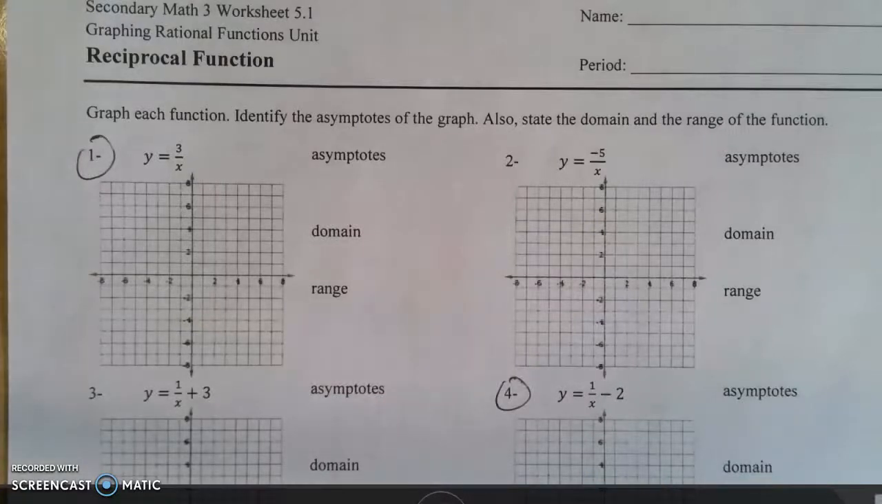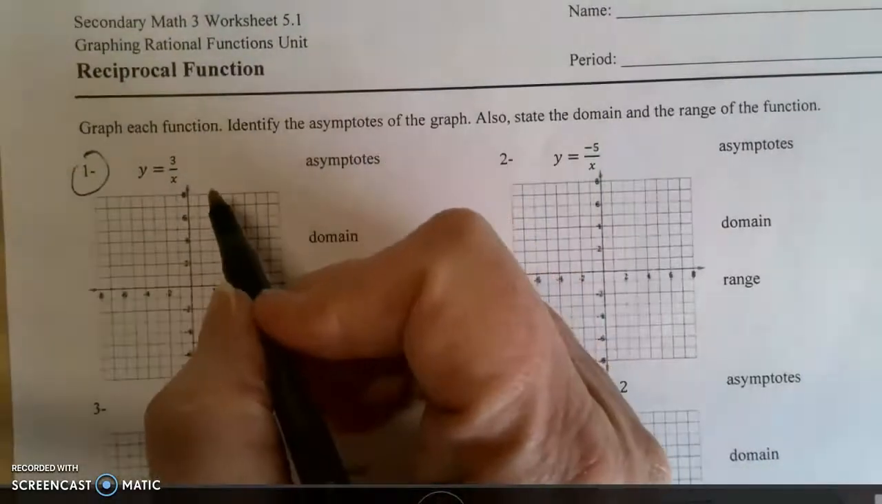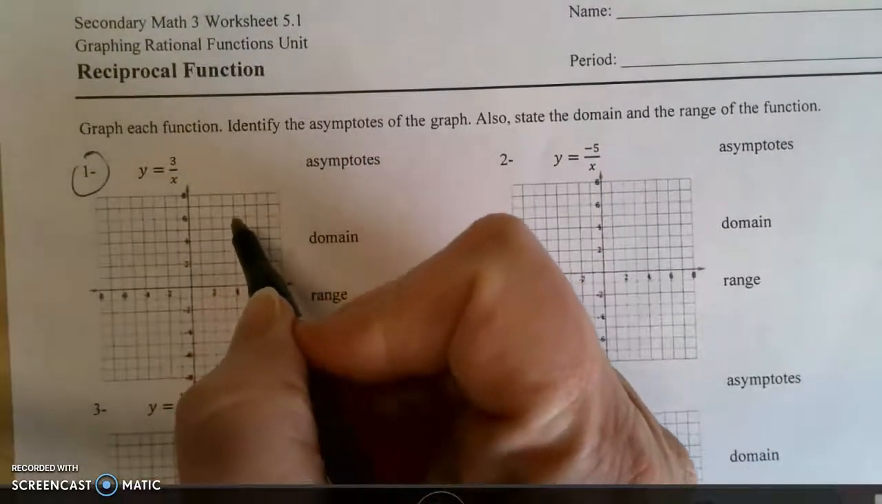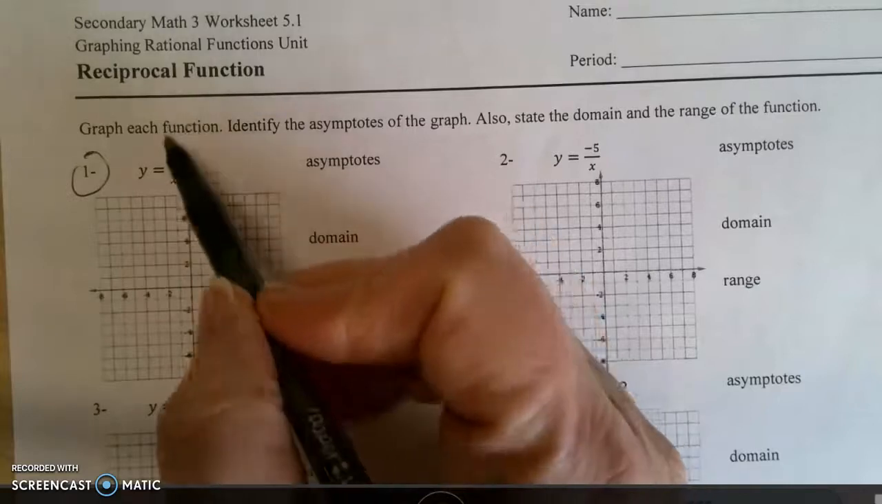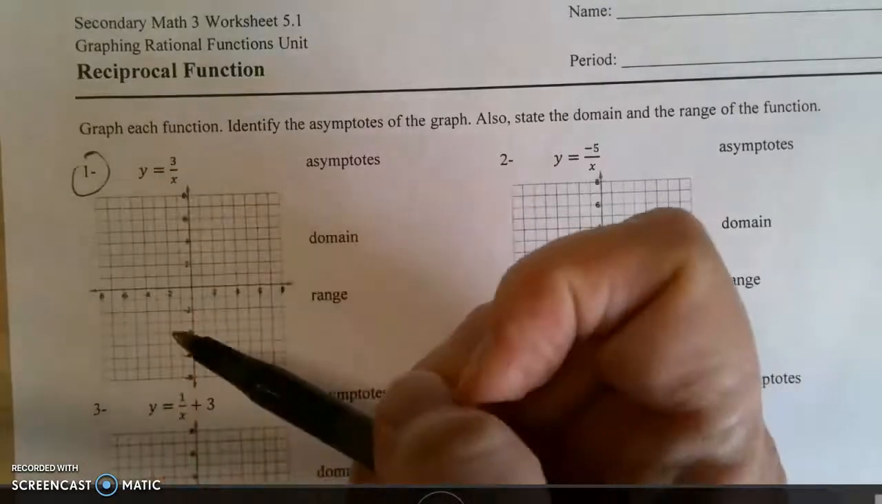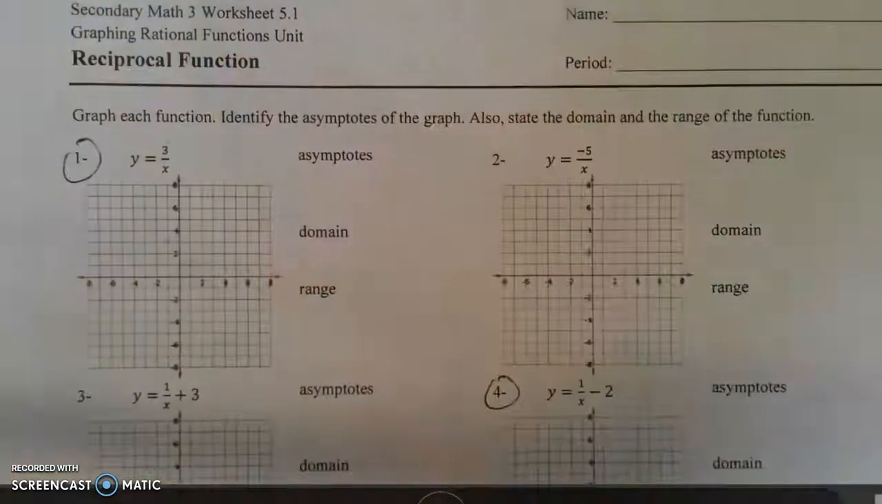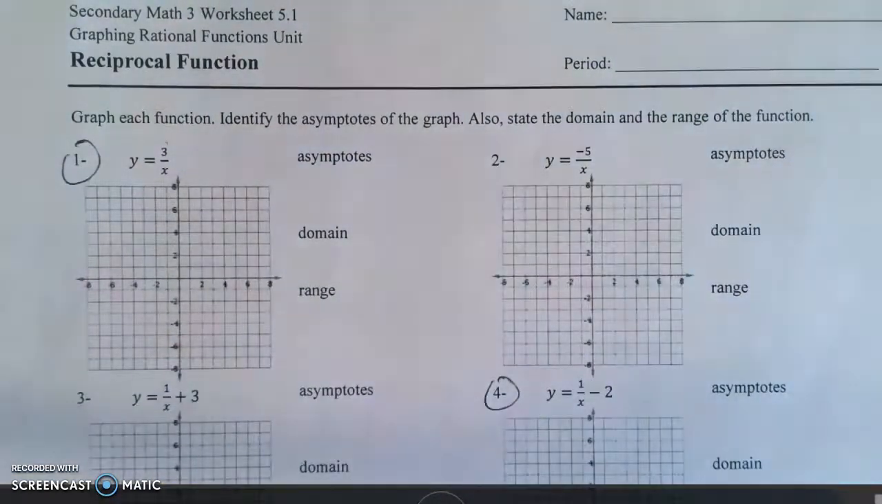All right, we are going to practice graphing reciprocal functions now in this unit, or rational functions. So we're going to start with some basic reciprocal functions. So when you're looking at rational functions, meaning a fraction, you're looking for two kinds of asymptotes. They're called horizontal and vertical.